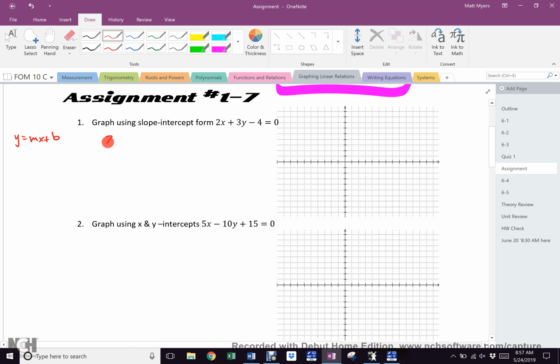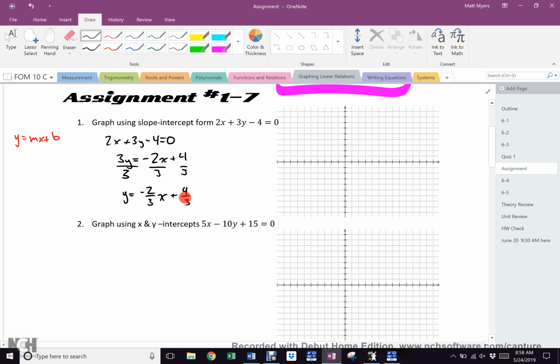So, of course, I'll change color. Again, we did this yesterday. 2x plus 3y minus 4 equals 0. Y is what I want isolated, so I'm not going to touch y. 3y equals negative 2x plus 4. Now I have to divide by 3 to isolate y. Y equals negative 2/3 x plus 4/3.